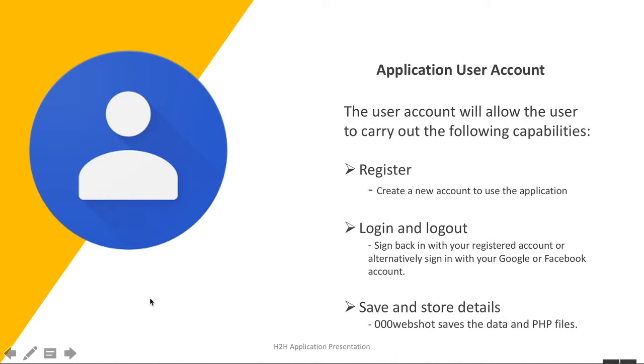Hello, my name is Shenyang Yuan. My student number is 141055586. I did the application user account in this app.